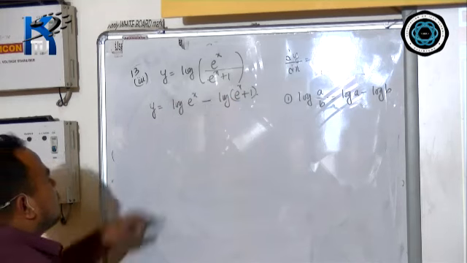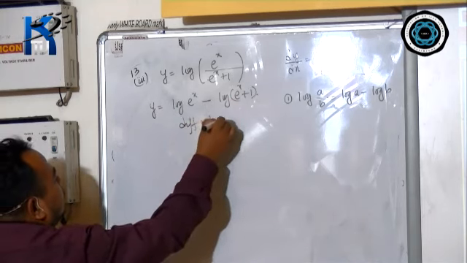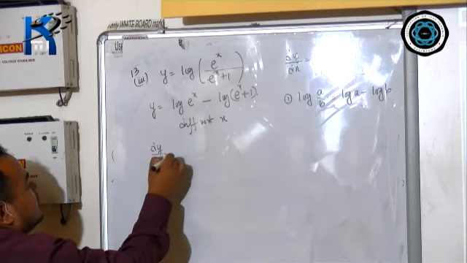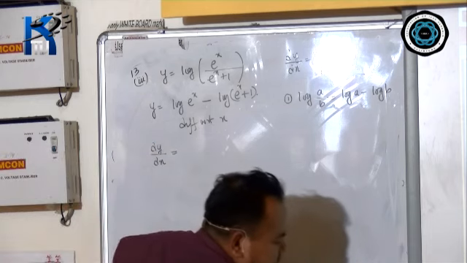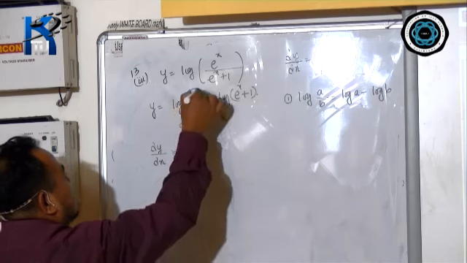Once you have removed the denominator, now let us differentiate. Differentiating with respect to x. What is the differentiation of y? dy by dx equal to. Now, just look at this. Is it standard or composite function? Log should always be with x, isn't it?